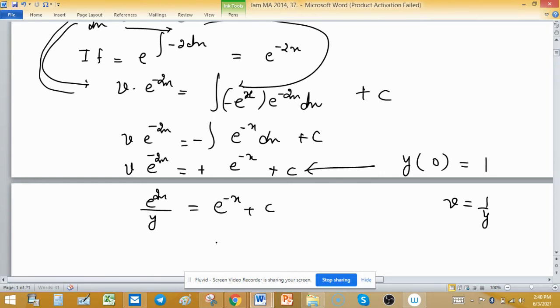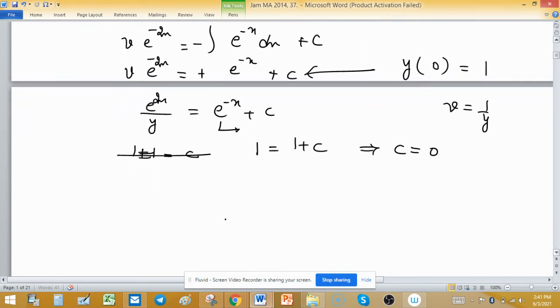Now apply the given condition, y(0) is 1. So we have 1 is equal to 1 plus c, because if you put 0 here, then this term goes to 1 and plus c, and this one is also 1. So this implies that c is equal to 0. Now we have the solution of differential equation P.